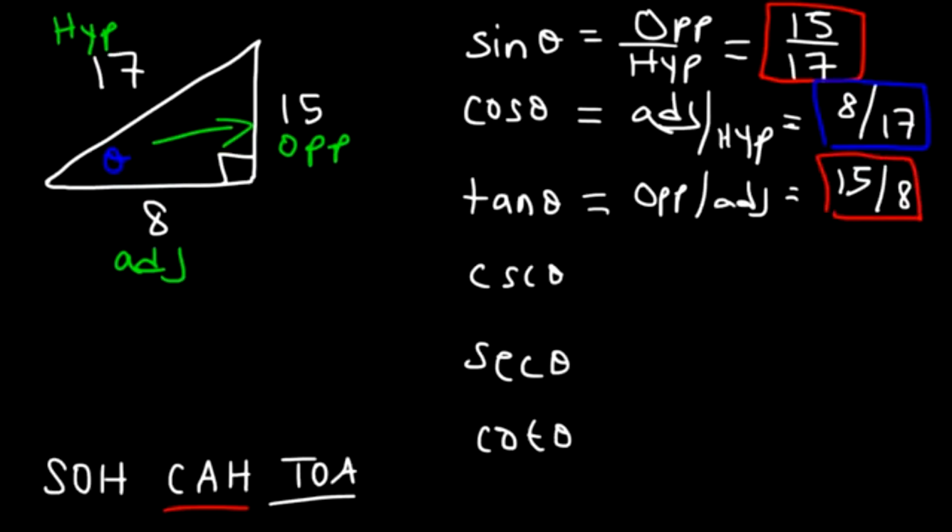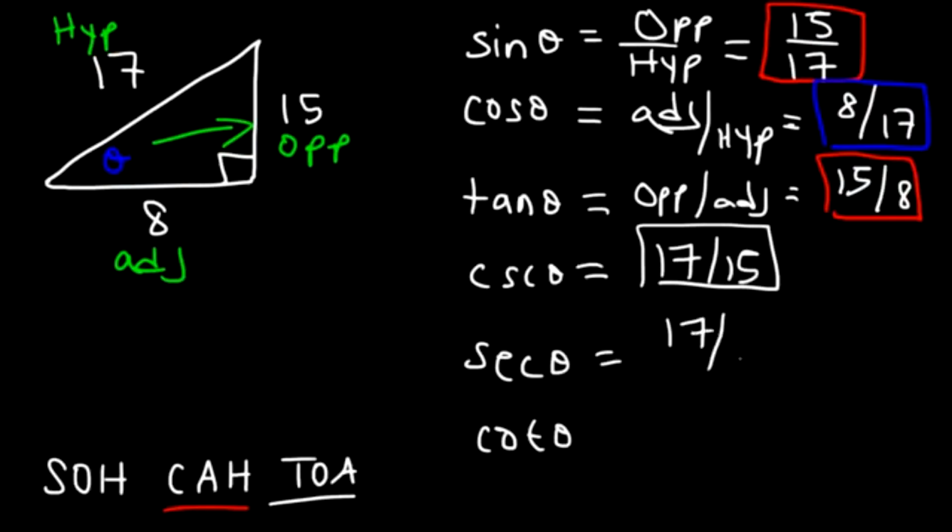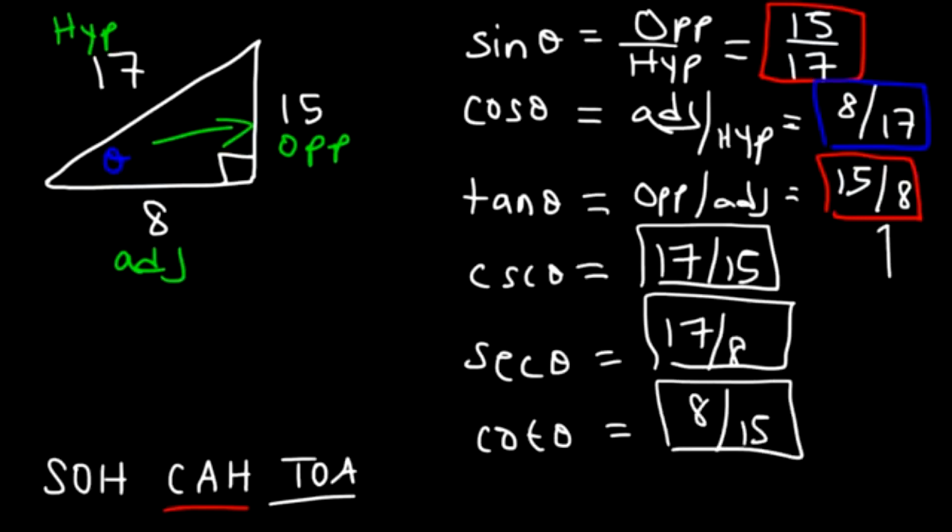Now cosecant is the reciprocal of sine. So if sine theta is 15 over 17, cosecant is going to be 17 over 15. Secant is the reciprocal of cosine. So if cosine is 8 over 17, secant is 17 over 8. You just got to flip it. And cotan is the reciprocal of tangent. So cotangent is going to be 8 over 15. Just flip this fraction. And now we have the values of the 6 trigonometric functions. And that's all you got to do.